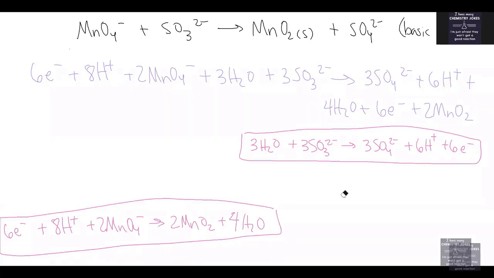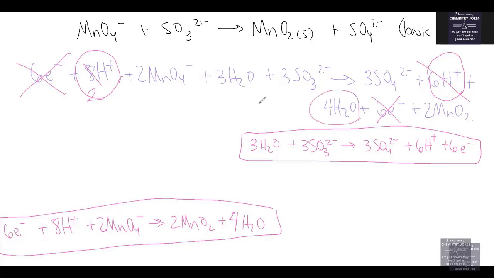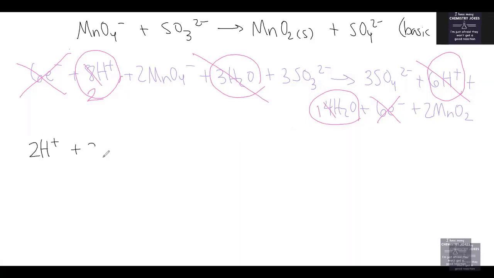Cancel out anything that you can. That definitely means electrons every time. But this time you can actually cancel out more. You've got 8H+ over on the reactant side and 6H+ on the product side. So you cancel that and make this 2H+. One more thing can be canceled. 4 waters and 3 waters, cancel it out and make it 1 water. So our equation with everything that can cancel canceled is this.